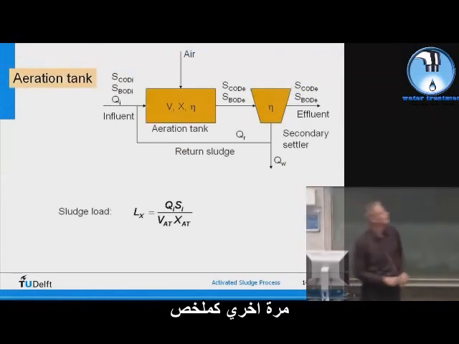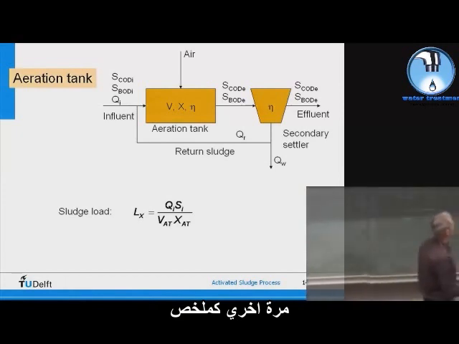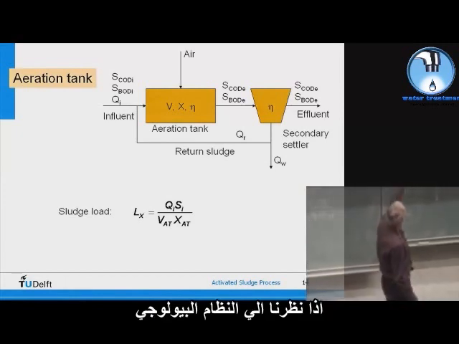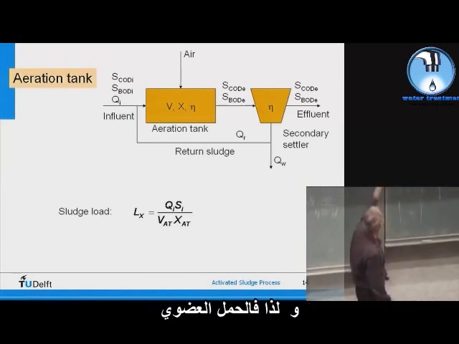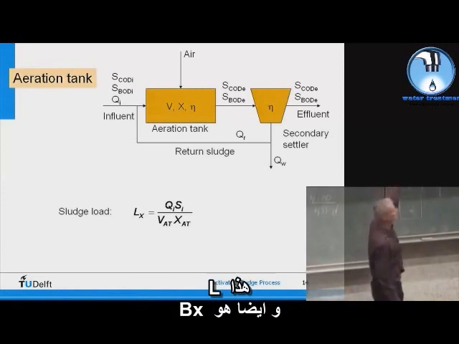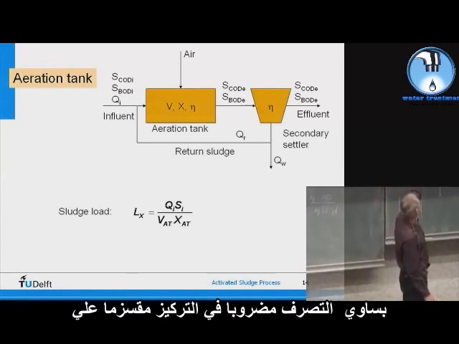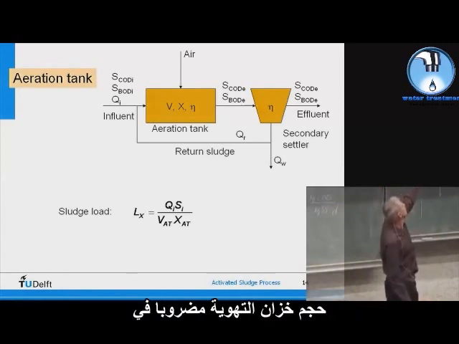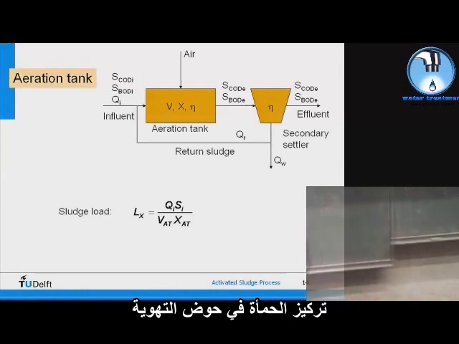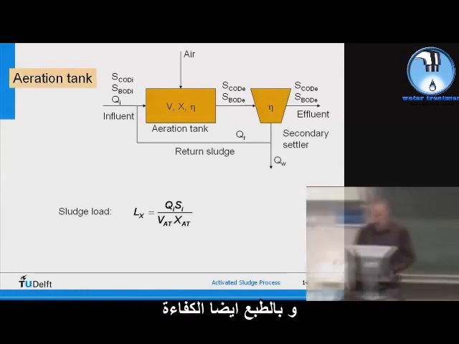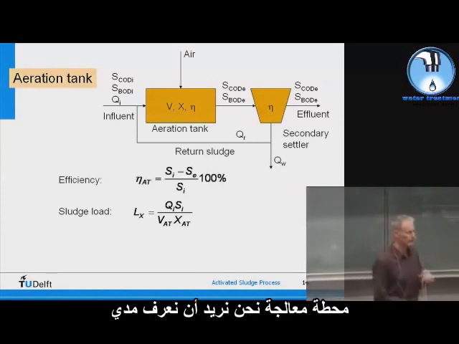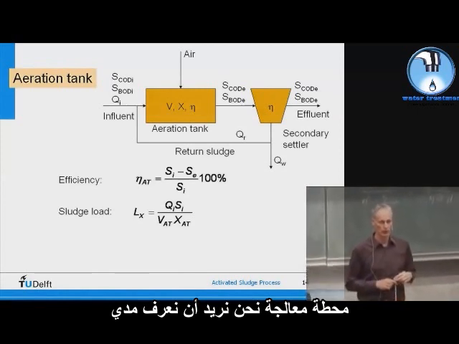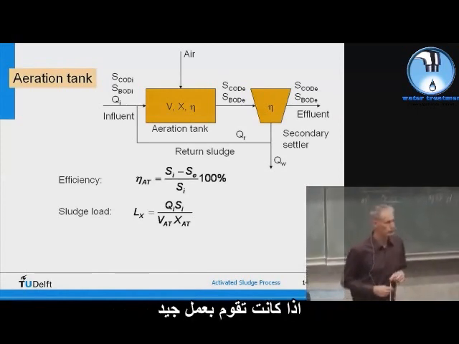And again, to summarize, if we just look at the biological system, so if we forget for a moment about the primary settling, the sludge load, well, this is L, but you also see B. Bx is the flow times concentration divided by the volume of the aeration tank and the sludge concentration in the aeration tank. Sludge load, important parameter. And of course the efficiency, because once we have a treatment plant, we want to know if it's doing a good job.